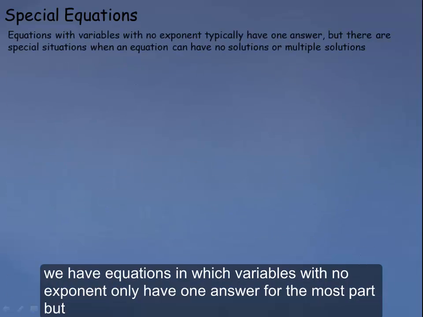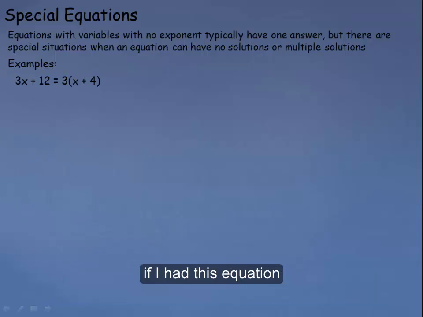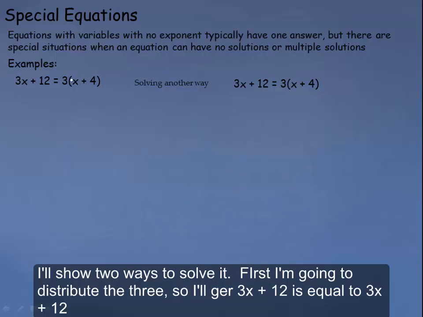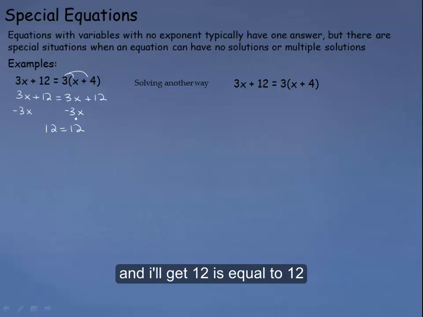Okay, we have equations in which variables with no exponent only have one answer for the most part, but sometimes we can have either no solutions or multiple solutions. So for example, if I have this equation, okay, I'm going to show two ways to solve it. First, I'm going to distribute the 3, so I'll get 3x plus 12 is equal to 3x plus 12, and then I will subtract 3x from both sides, and I'll get 12 is equal to 12.